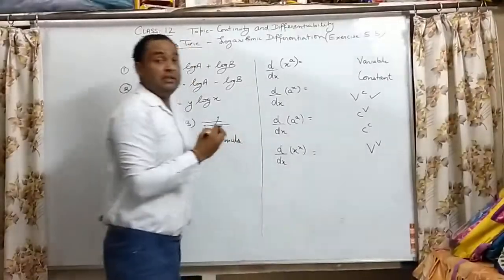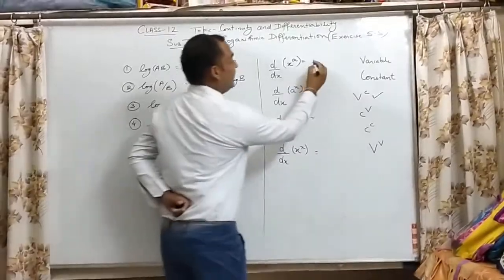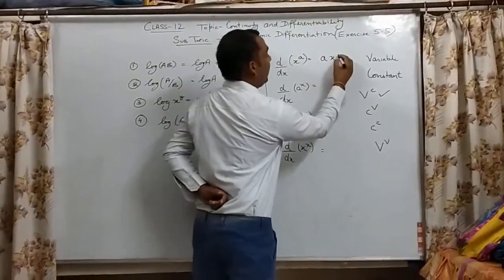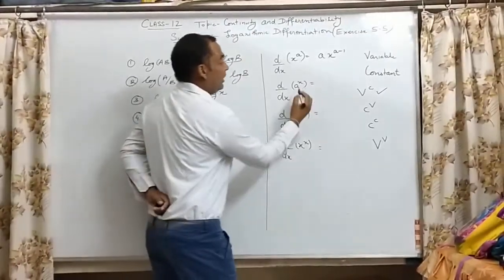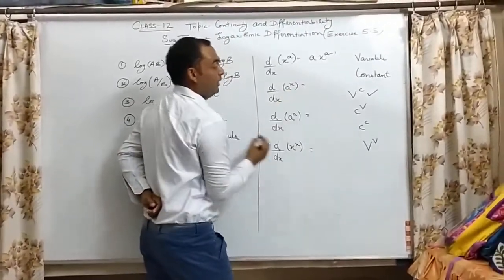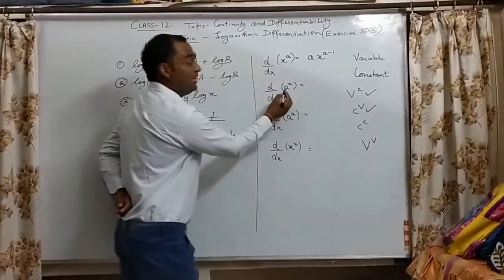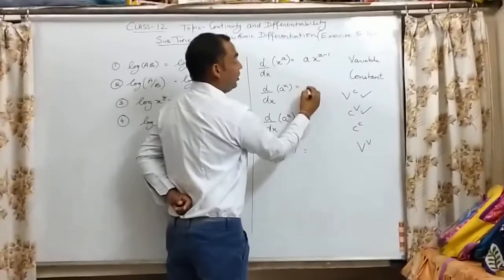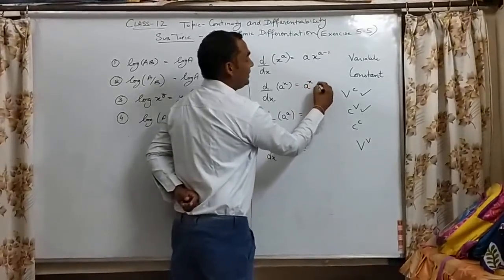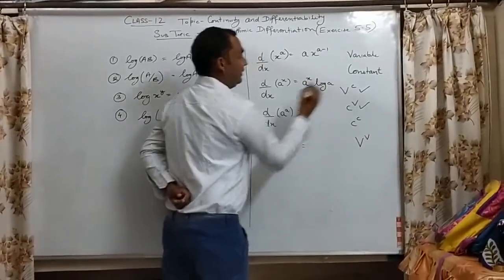We have already done this derivative. Its derivative is a x raised to power a minus 1. Second concept is constant raised to power variable. Here a is constant and x is variable. Its derivative has already been done, a raised to power x log of a.